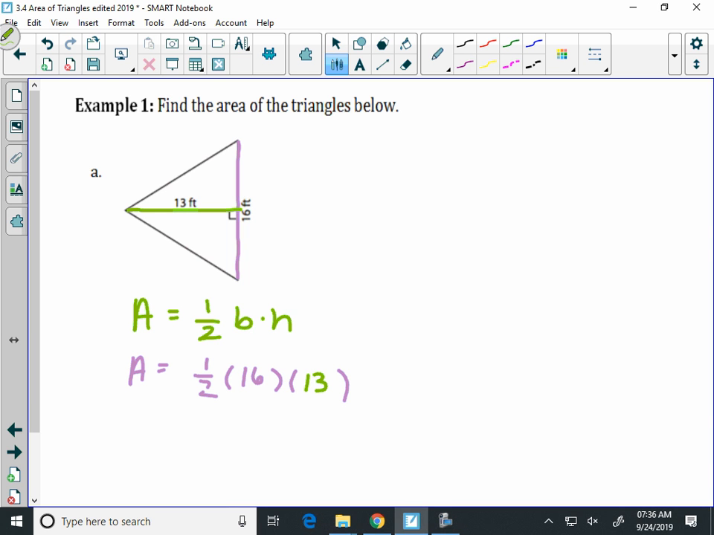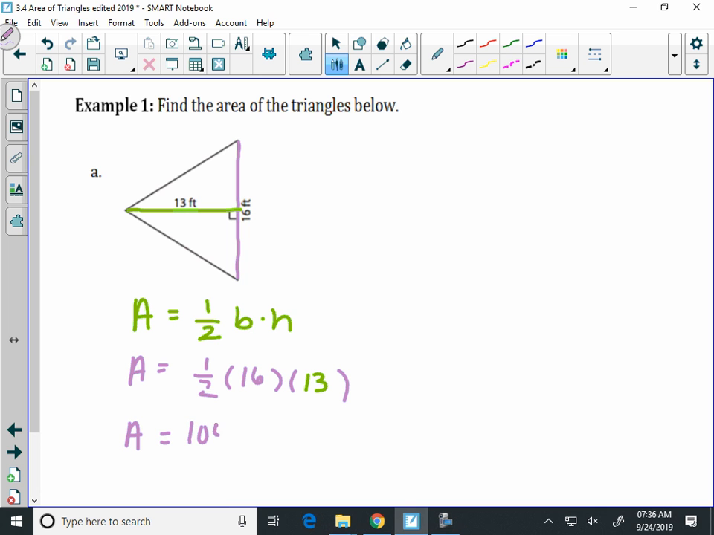The base is always one of the sides. And I like to think it's the flat side. Then all you have to do is just plug that in your calculator. 1/2 times 16 times 13. And what is 1/2 times 16 times 13? What is it? 104. And there you go, 104.